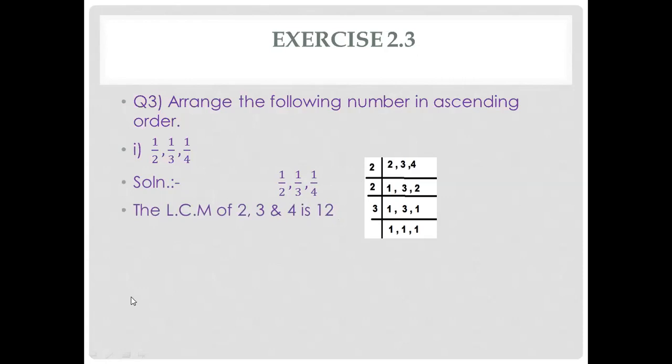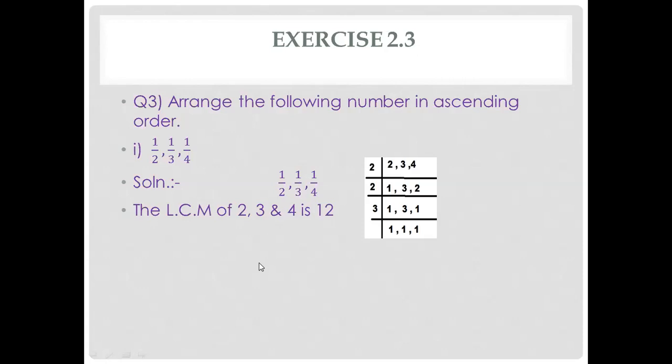Now what will we do? We make all the denominators 12. How? By multiplying 2 with that number which gives us 12. So which number do we multiply with 2 to get 12? 2 sixes are 12. So we multiply the numerator and the denominator with 6. And then 3 fours are 12. So we multiply the numerator and the denominator of the second fraction with 4.